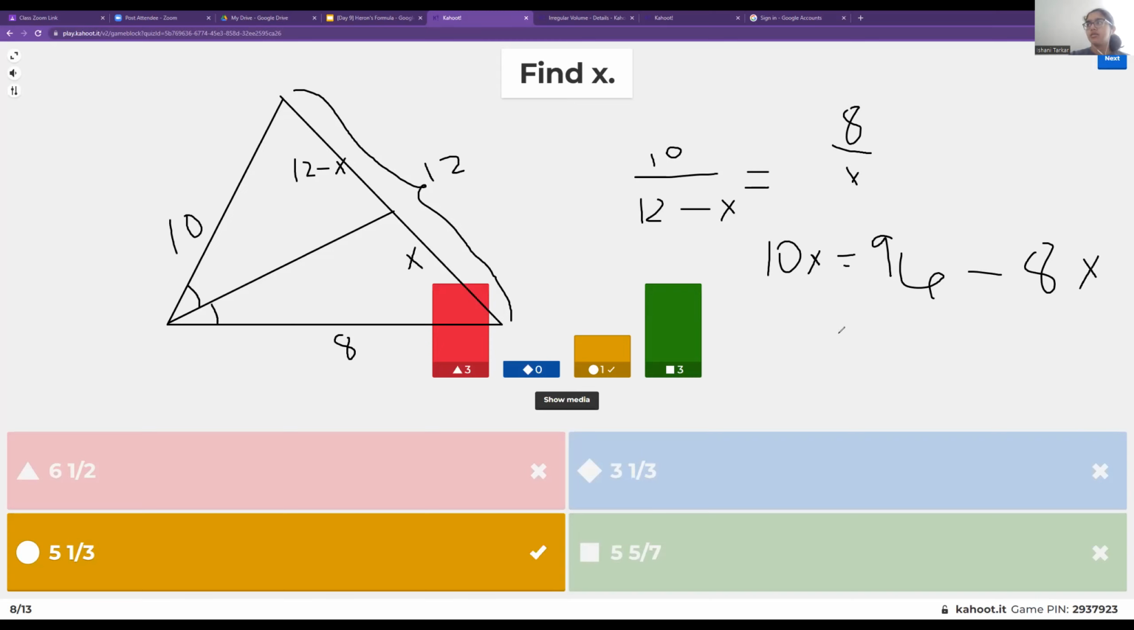We'd add 8x to both sides to get 18x is equal to 96, right? And remember, 96 is equal to 8 times 12, right? So we would divide both sides by 18. And we could divide both sides by 6 first to get 16 is equal to 3x. And then we could divide both sides by 3. And then we'd get x is equal to 16 thirds, which is just equal to 5 and 1 third.